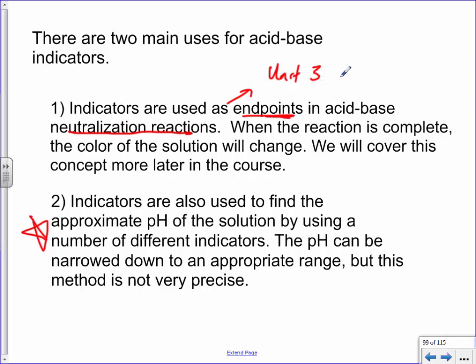So just put a star next to the slide. When I ask you what the two uses for indicators are, just know that there is another use for them that we're not ready to talk about yet. So much more context. The main use for right now is find a pH. So put a star next to this. Remember that in a month when I want to talk about this slide, remember that we talked about indicators before.